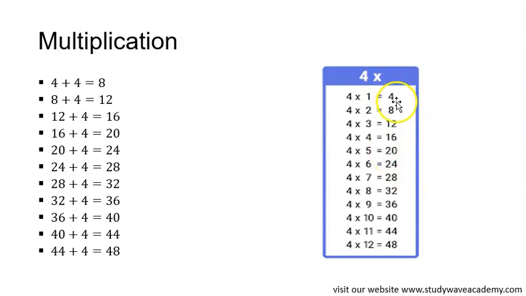4 times 12, 48. If you go through this, you see that it's addition of 4 to each of them. You add 4 to 4, it will give you 8. Add 4 to 8, it will give you 12. Add 4 to 12, it will give you 16. Add 4 to 16, 20. Add 4 to 20, 24. Add 4 to 24, 28. Add 4 to 28, 32. Add 4 to 32, 36. Add 4 to 36, 40. Add 4 to 40, 44. Add 4 to 44, 48. Repeated addition. Do you understand?